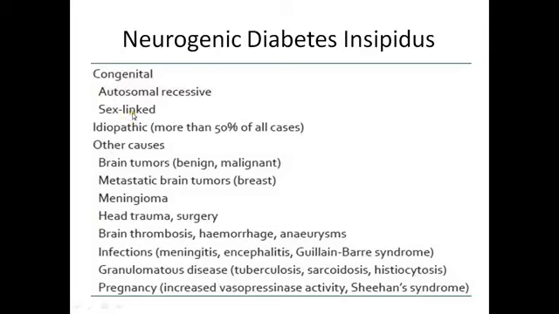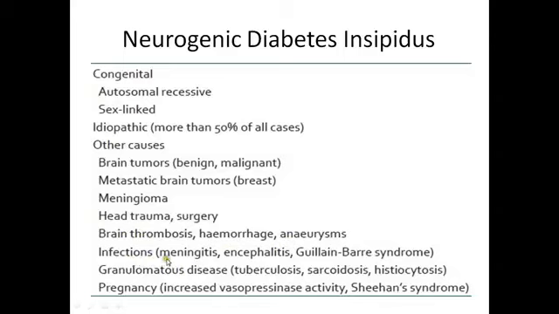Okay? So genetic disorder, the patient has some genetic defect going on. It can be idiopathic. More than 50% of all cases are idiopathic. You are not able to find the cause of this neurogenic, why ADH is not being produced. Other causes are brain tumors, benign and malignant, metastatic brain tumors, meningioma, head trauma, surgery, brain thrombosis, hemorrhage, aneurysms.